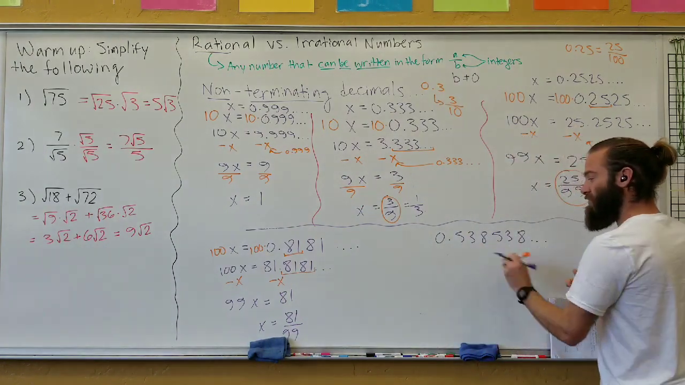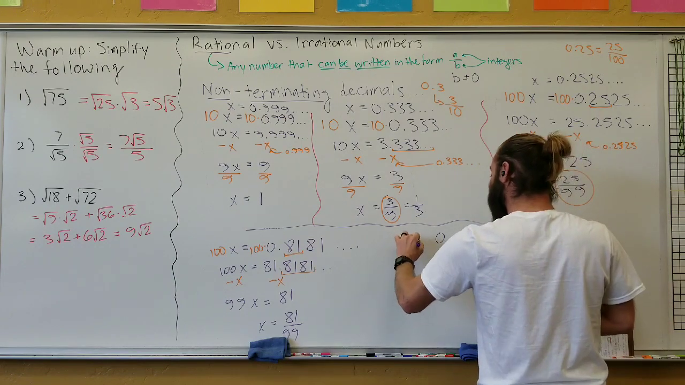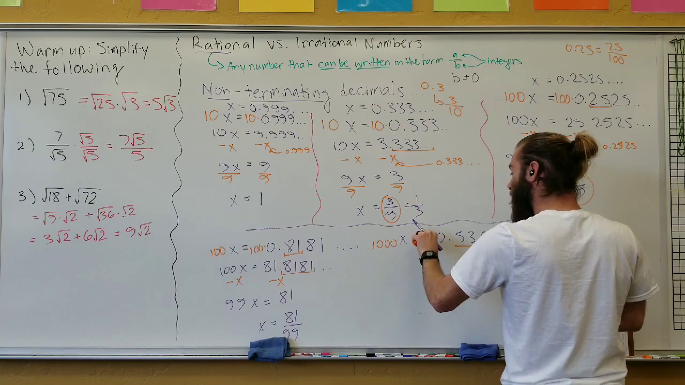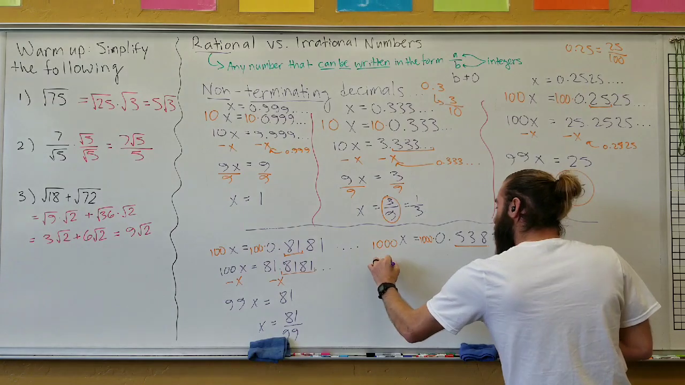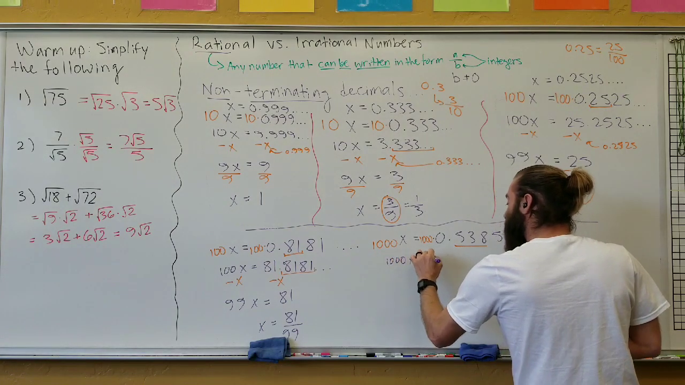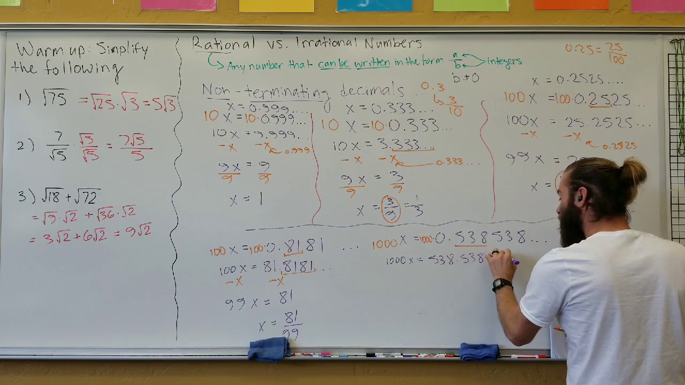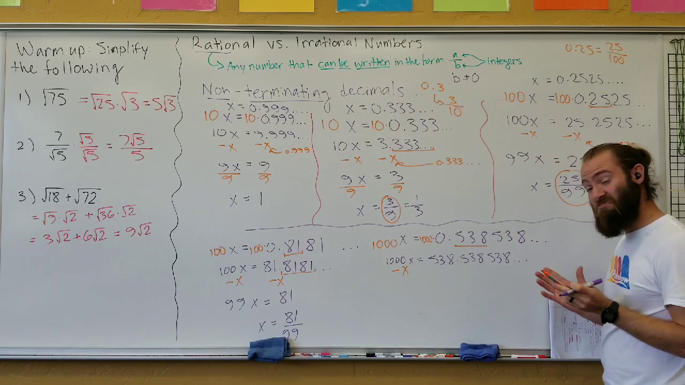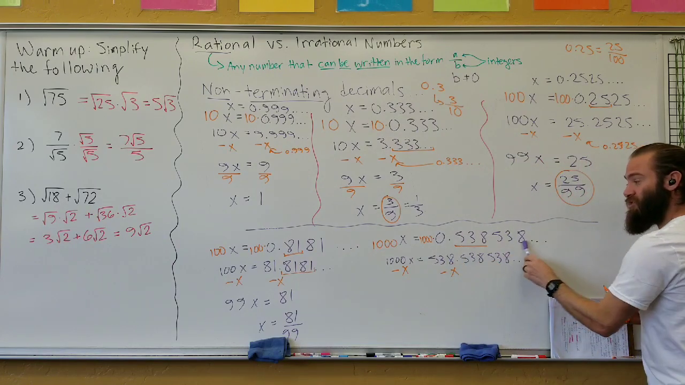Now this one, hopefully you notice, has 3 repeating decimals. And so I'm going to go ahead and multiply not by 100 anymore, but by 1,000 on both sides. So 1,000x equals 538.538 repeating forever.